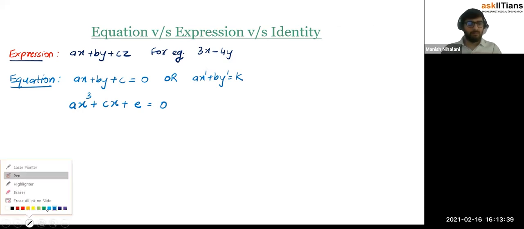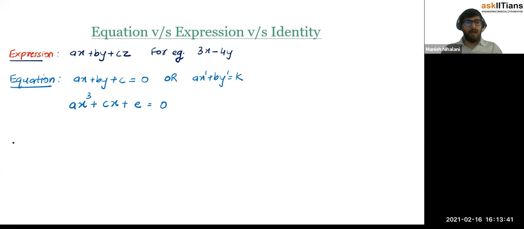Now, the next thing which we have to talk about is an identity, right? So now, what is an identity? How is it different from expression and equation? So the first thing which we have to understand about an identity is, let's consider (a plus b) whole square. What is (a plus b) whole square? We would say a square plus 2ab plus b square.